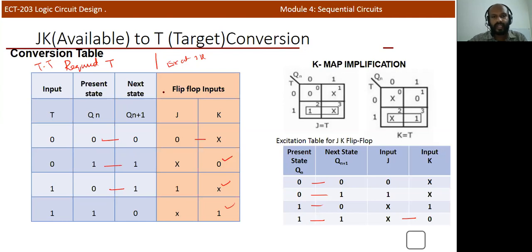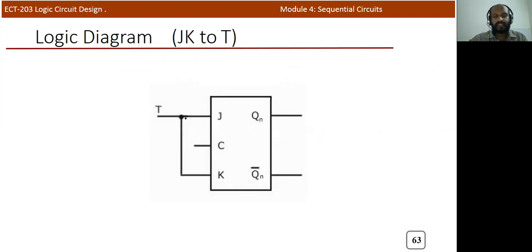Now we can design again. We need to design J in terms of T and Qn, and similarly K in terms of T and Qn. So we can directly indicate the values in the 2 variable K map. You will get J is equal to T and K is equal to T. So both the inputs are the same. This is a very simple conversion. By simply shorting J and K, you will get the T flip flop. It's a very important design, because this concept we can extend to the design of asynchronous counters.